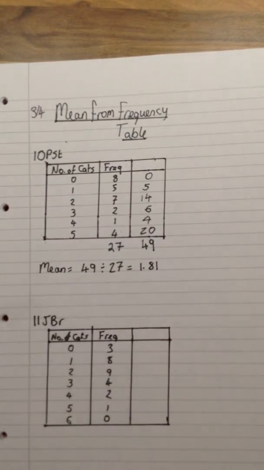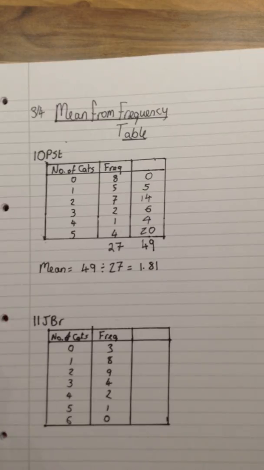Yes, it is true we cannot have 1.81 of a cat, before somebody tries to suggest you can. No, you can't. However, this is not saying that is exactly how many cats each person has. It is a number just used to represent the form, to give some sort of comparison.